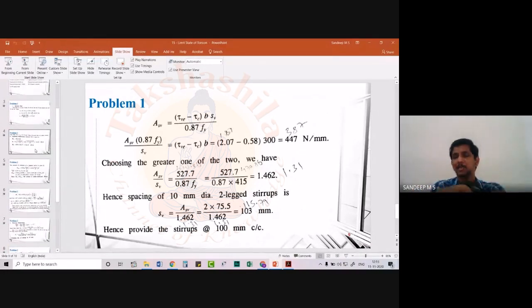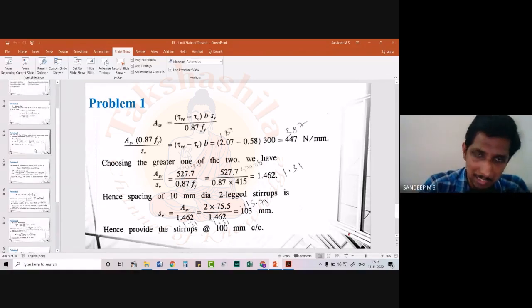Additional, you have to provide it additionally. That is extra, we have to decide that as an additional reinforcement. Side face reinforcement are normally designed as an extra reinforcement.